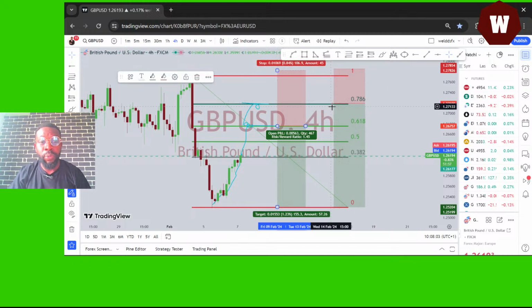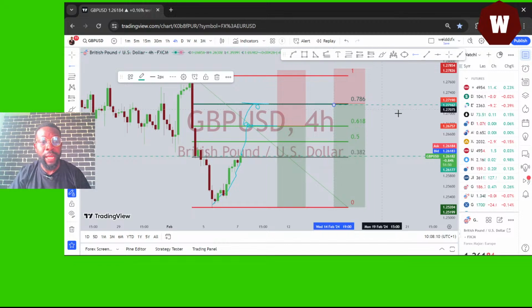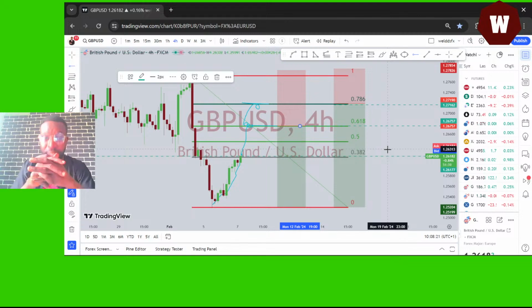So if you are not comfortable with this one, you can just place your pending order as a sell limit at 1.2716, or the first one is 1.2675.